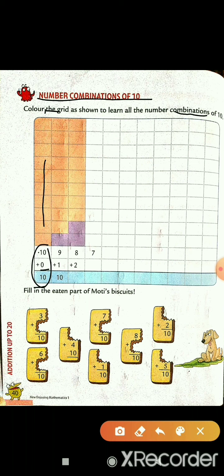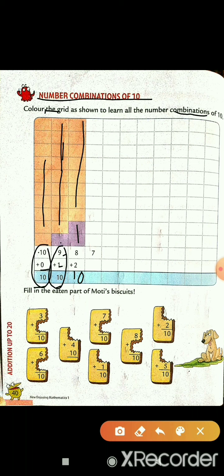Then in the second column, 9 boxes are colored with orange color and 1 with purple. So 9 plus 1 is equals to 10. So again, this is another combination of 10. Next, 8 boxes with orange color and 2 with purple. So 8 plus 2 is equals to 10. Again, this is the combination of 10.